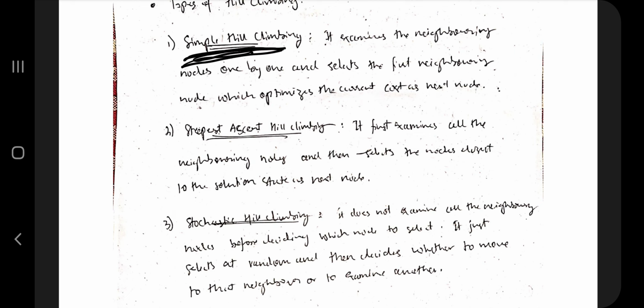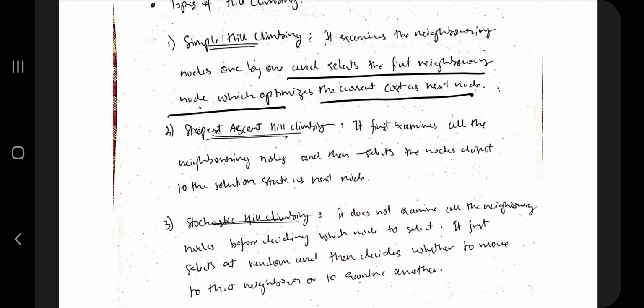Simple hill climbing means if we reach a local maximum, it will just choose the neighboring node it has to explore next, and it will go. Okay, that is simple hill climbing. It selects the first neighboring node which optimizes the current cost as the next node. So it will choose those elements which lead further toward the goal.